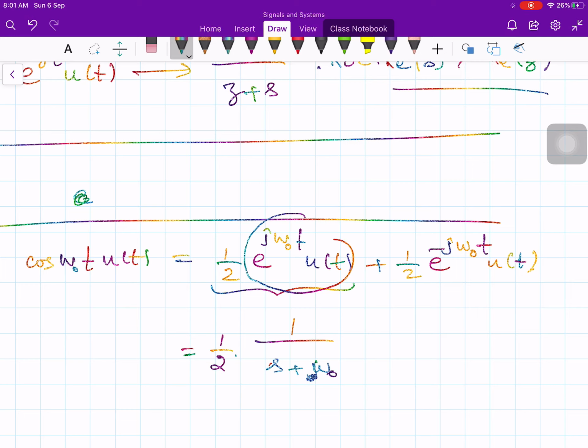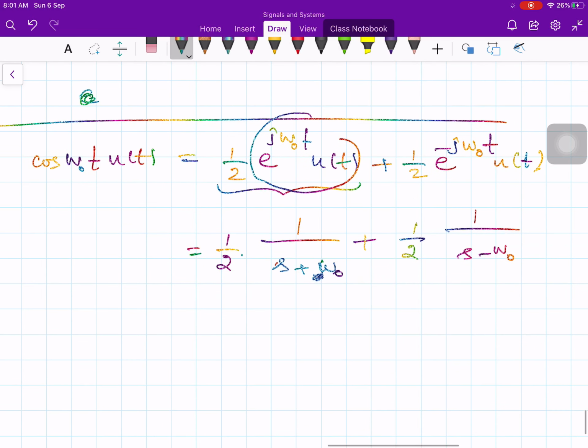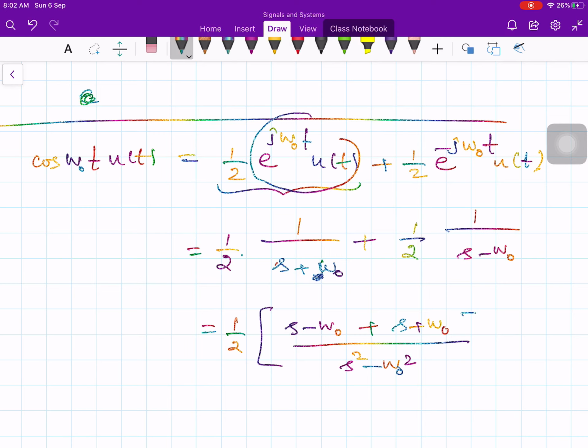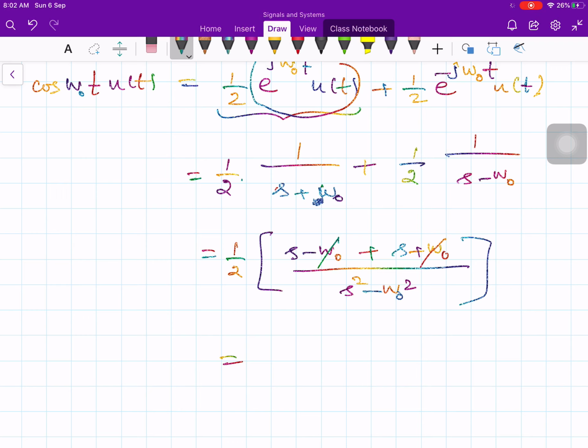Plus 1 by 2 divided by s minus omega naught. Now you bring out 1 half commonly outside, then s minus omega naught plus s plus omega naught divided by s plus omega naught times s minus omega naught, therefore s squared minus omega naught squared, and this omega naught and that omega naught will get cancelled, 2s and this 2 will get cancelled, so therefore this is s divided by s square minus omega naught square. Simple algebraic manipulation.